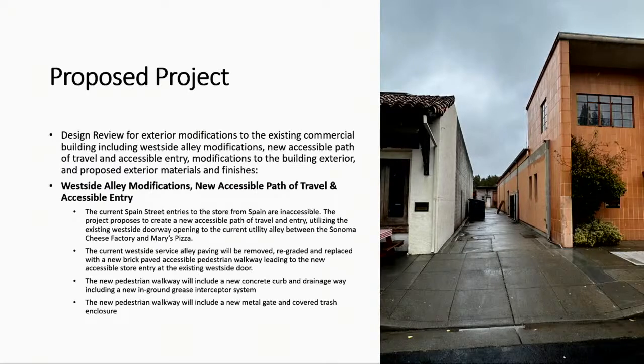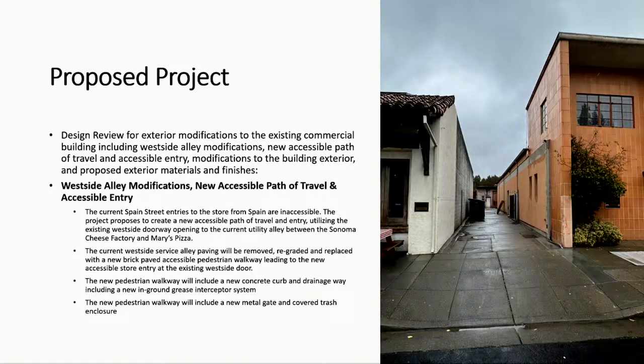The current proposal is for a design review application for exterior modifications to the existing building. This includes modifications to the west side alley, a new accessible path of travel and accessible entry, modifications to the overall building exterior, and new exterior materials and finishes. So the west side alley is what we're looking at right now. This is between Mary's Pizza and the Cheese Factory.